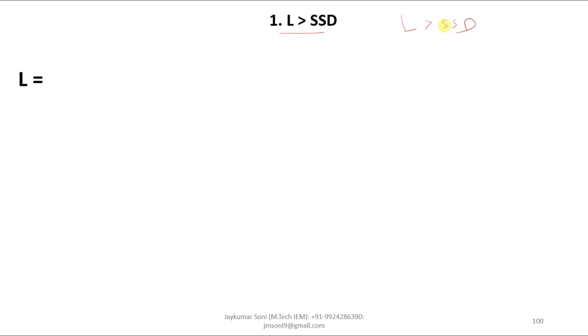When the length of summit curve L is more than SSD, the general equation for length L for the parabolic curve, which is considered, is L is equal to NS square divided by, in bracket, under root capital 2H plus under root small 2h, whole square.